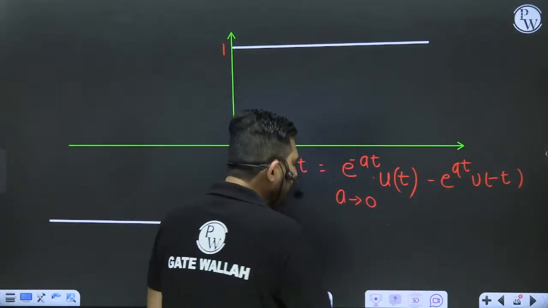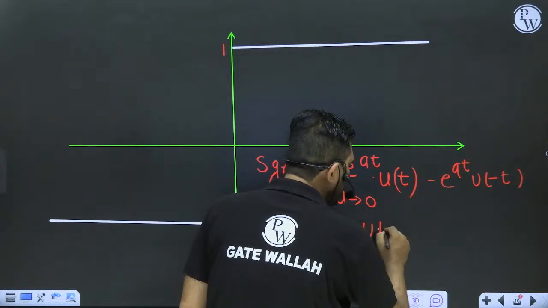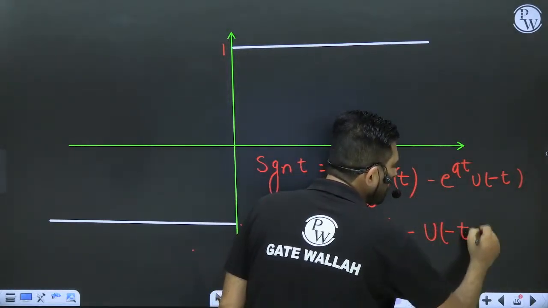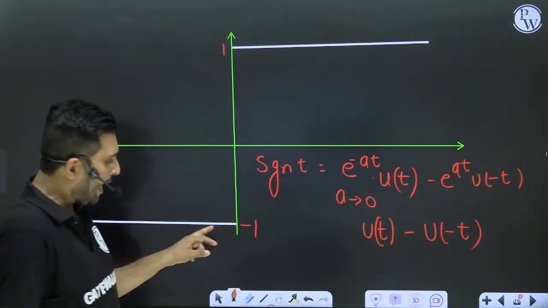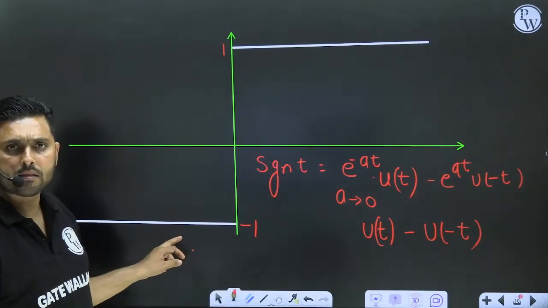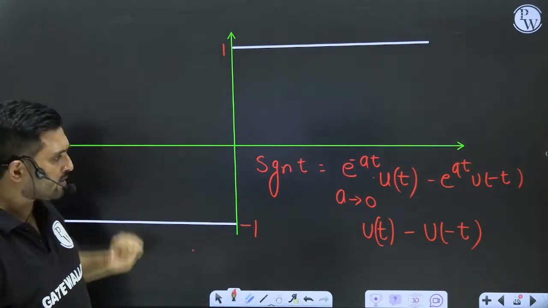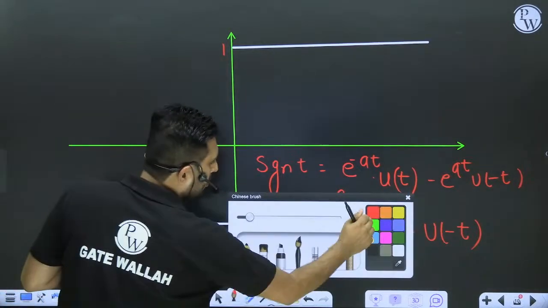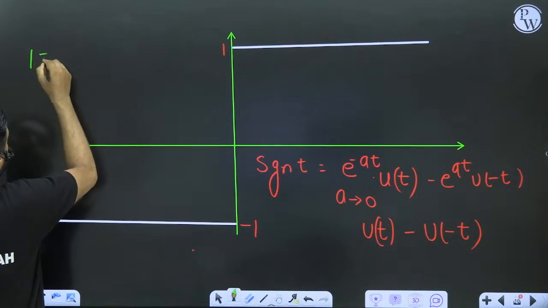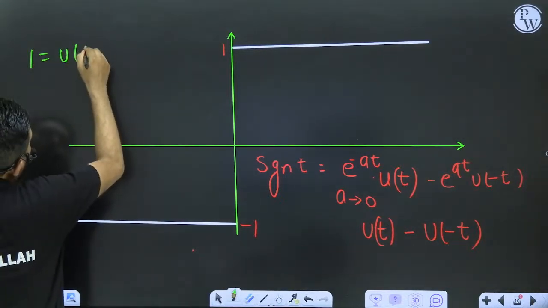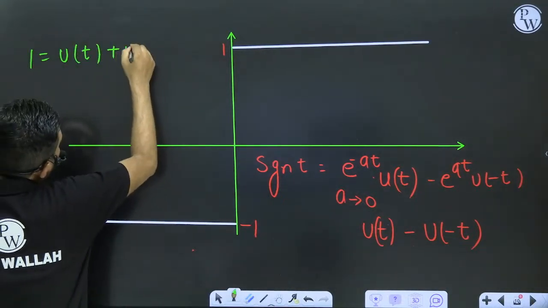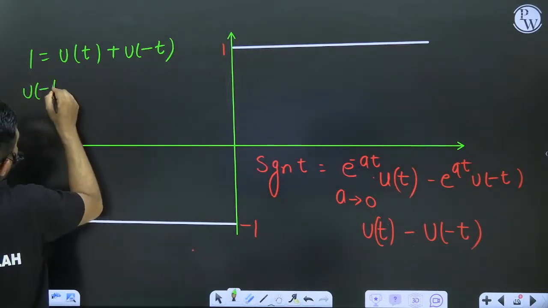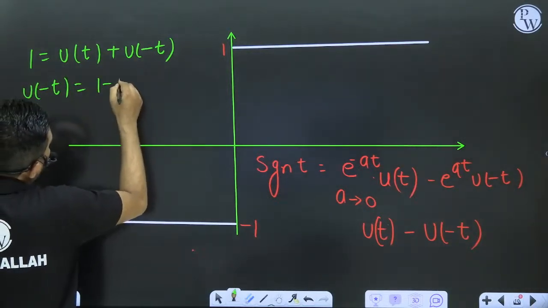This can also be written as u(t) minus u(minus t). It is u(t) and minus of u(minus t); you just reflect this function. But I know that 1 is u(t) plus u(minus t). So this means that u(minus t) from this, I can write as 1 minus u(t).